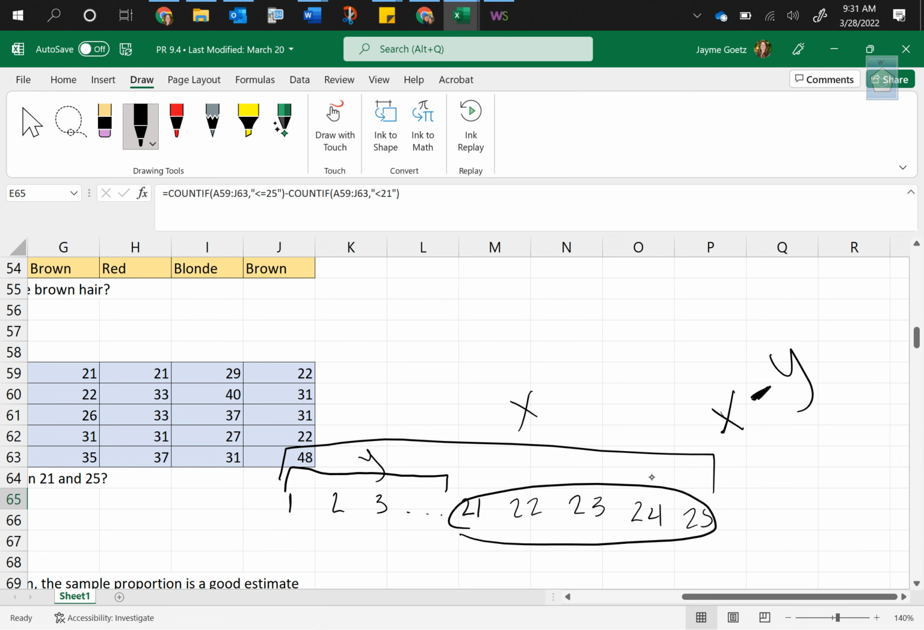Notice how the first one is less than or equal to 25. I'm including that. The second one is not less than or equal to 21, because if I did that, it would get rid of that, and we don't want that. So it's just less than 21. Are we okay with that?